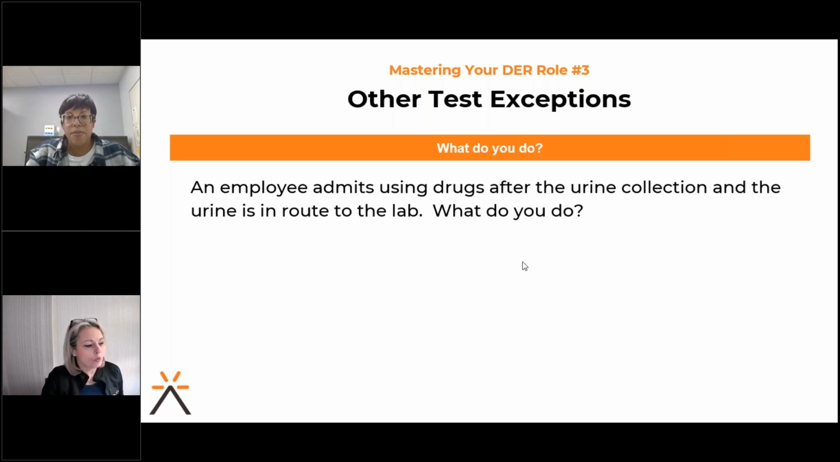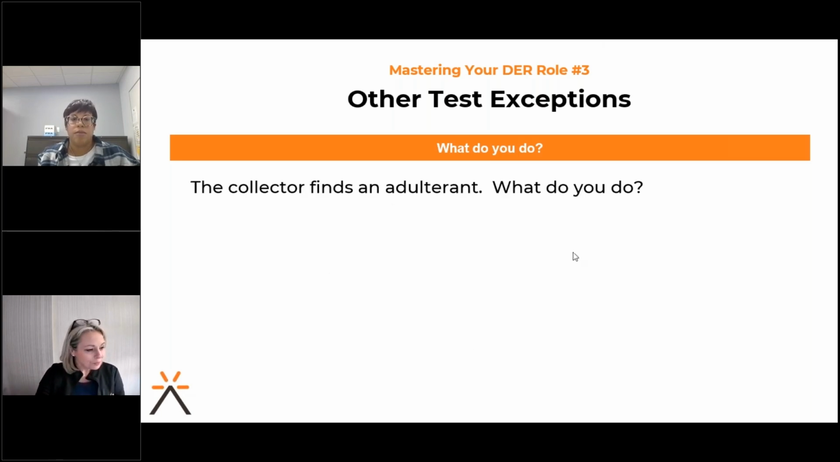I think this is pretty close to what happens if it goes to the lab. I've had it both ways, where people have admitted before they provide and right after they provide. Or a manager will say, they told me before they were going to test positive and I just let them continue, and then it comes to my attention and the urine's already at the lab. So we've talked through those things.